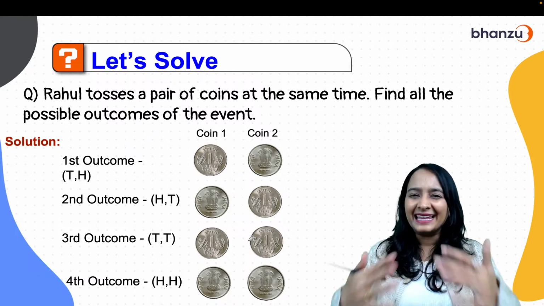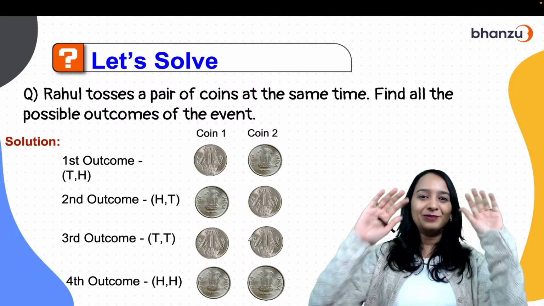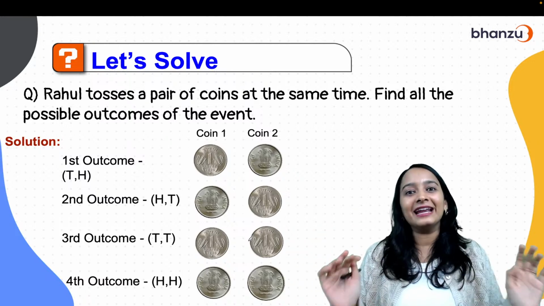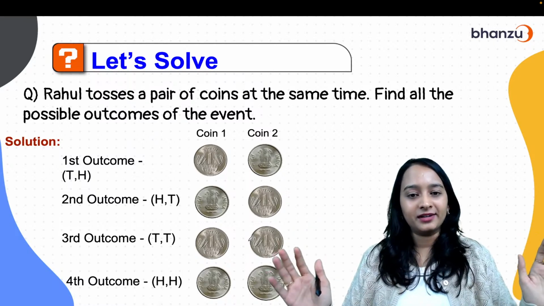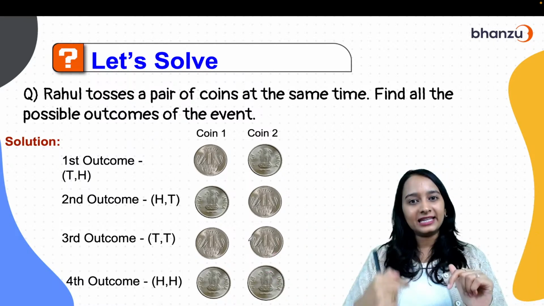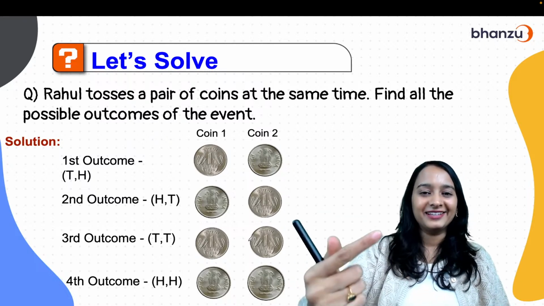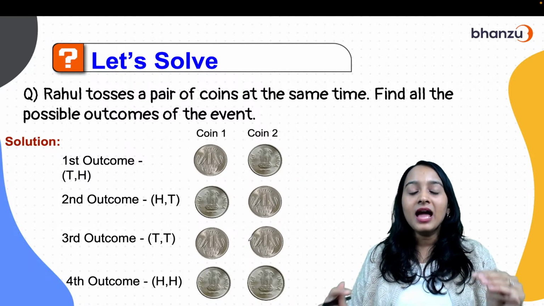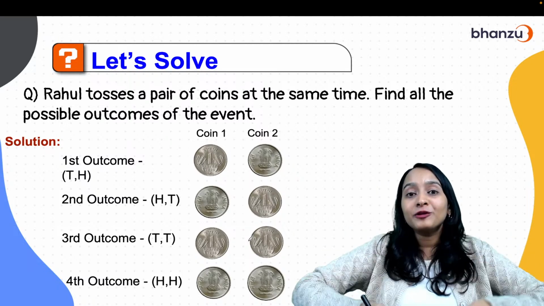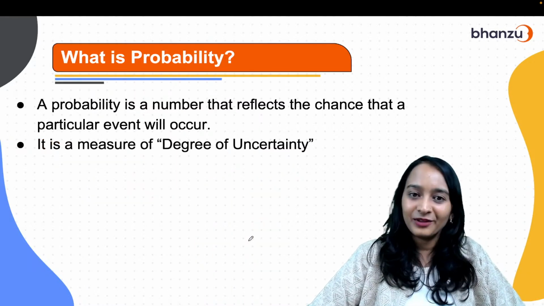Do you think there's any other possibility other than these 4 here? No. You can sit the entire night and try to figure it out, but there are no other possible outcomes here. It can either be heads-tails, tails-heads, tails-tails, or heads-heads. So these are the 4 different outcomes that can happen under the random experiment of tossing 2 coins at the same time, all right?